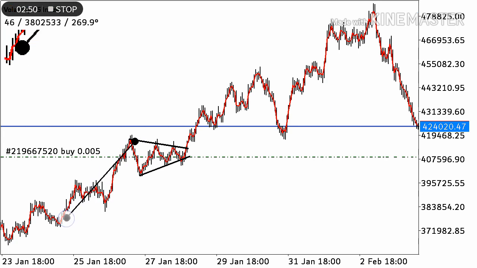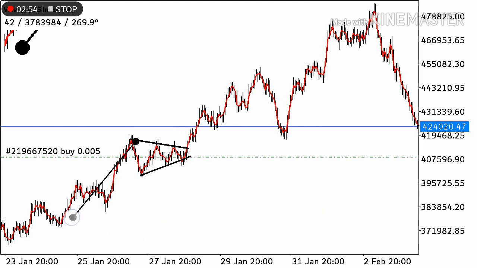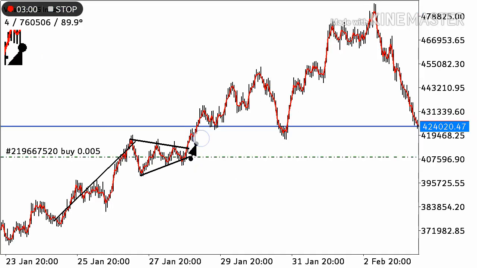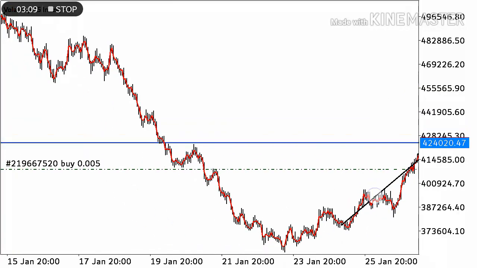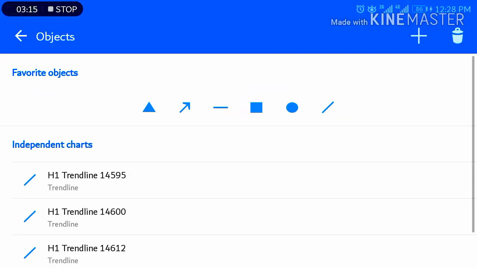And look at this, how the market moves up and up after this pattern. So this is the power of price action. Let me find one more. And look here, one more, a big flag.